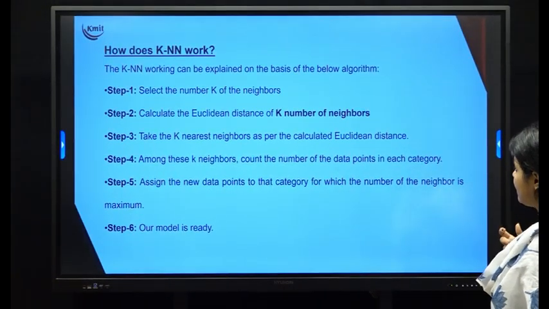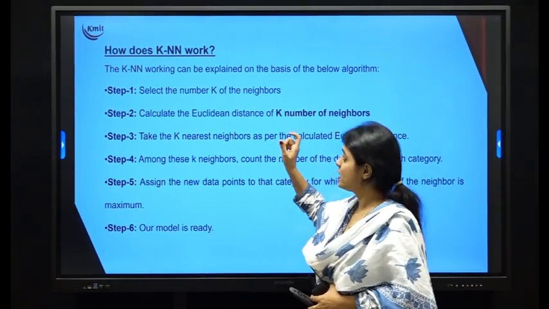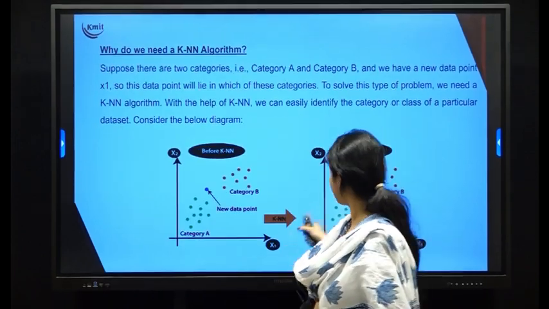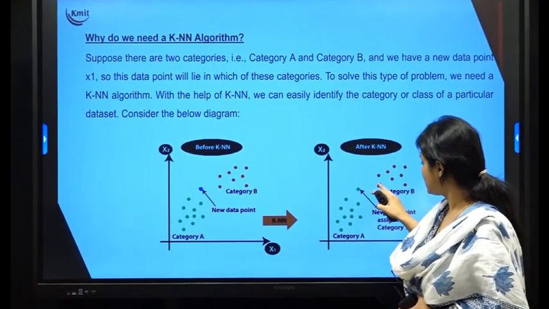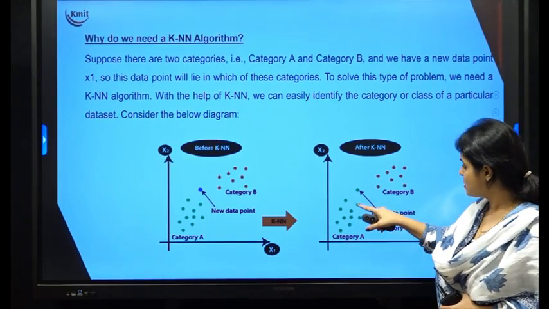Okay, now how does KNN actually work? KNN works in these 6 steps. Now let's see step one. First you have to select how many neighbors you actually want to consider. When I take this particular point, suppose I say I want to consider 3 nearest neighbors. So when I take 3 nearest neighbors, this is one, this is one, this is one.